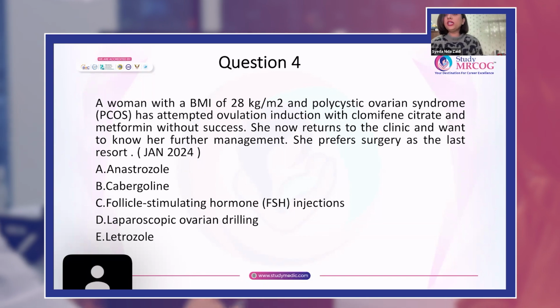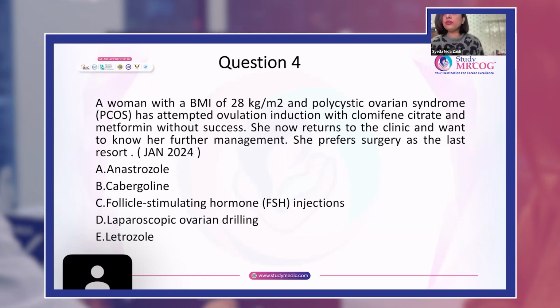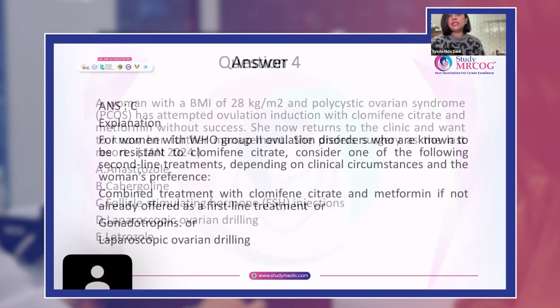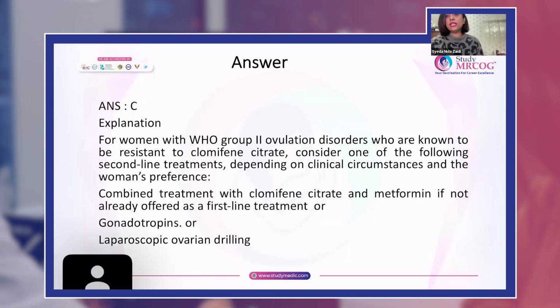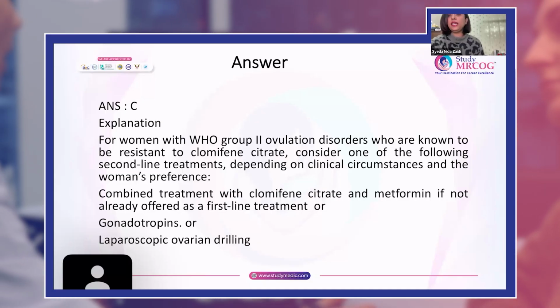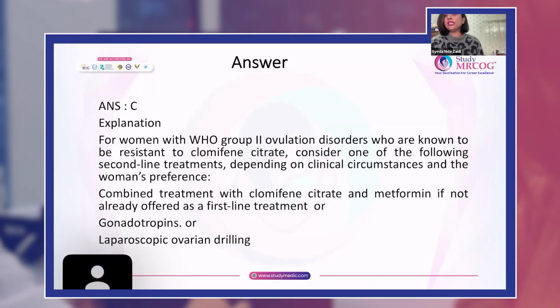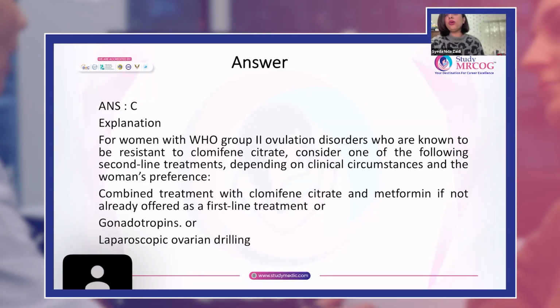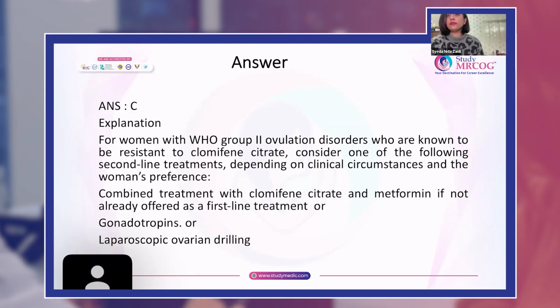In this question, the examiner has already told you that she does not want to undergo surgery. So the best option in this case will be C, follicle stimulating hormones. And NICE guidelines suggest that either give her the option of clomiphene citrate or metformin, and if it's not working, give her the option of gonadotropins or laparoscopic ovarian drilling.